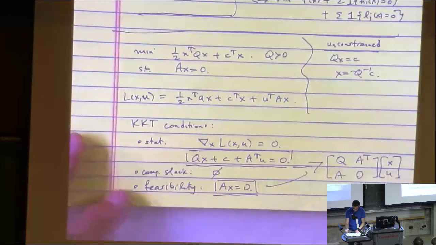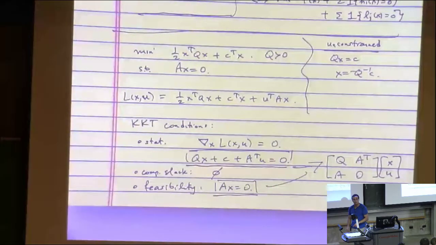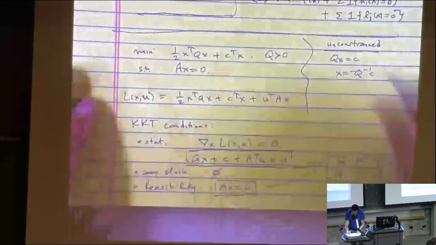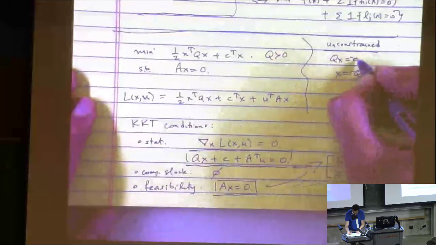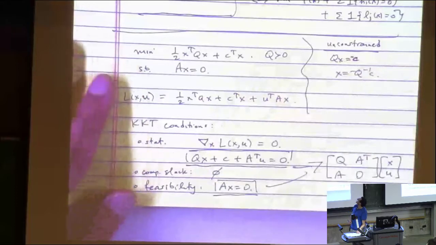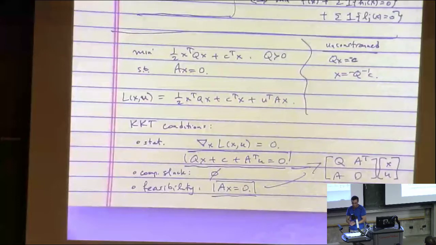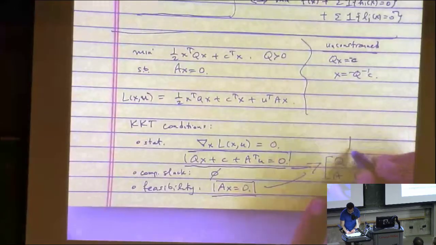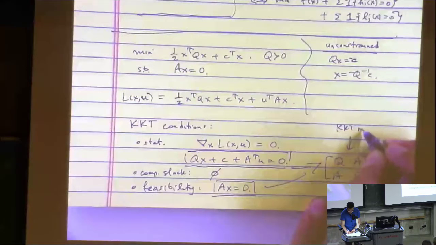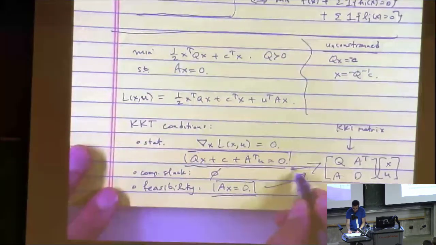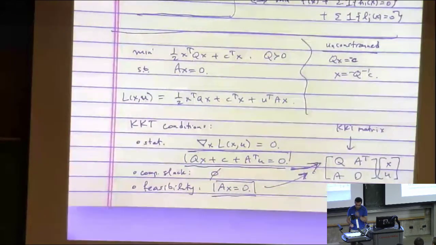So this is one kind of mega system that we have to solve in order to get primal and dual solutions. Again, maybe contrast to this one system we had to solve: Qx equals minus c in the unconstrained case. Now it's an augmented system because we have to solve for a dual variable as well. You might hear this called the KKT matrix, just alluding to where this came from. Okay, so now you can solve quadratics subject to equality constraints.